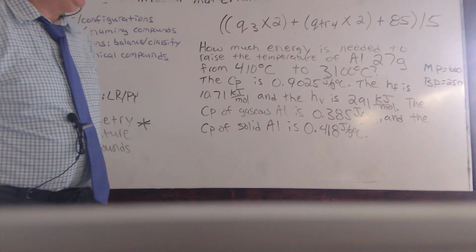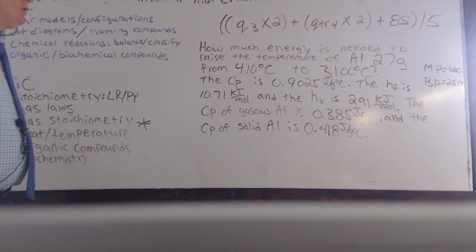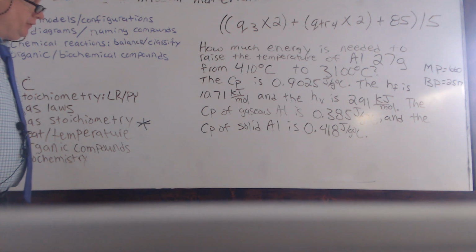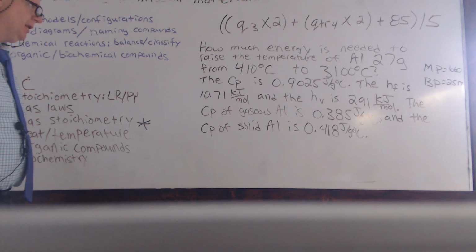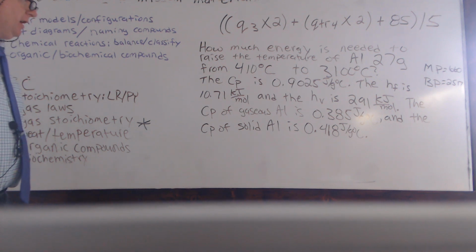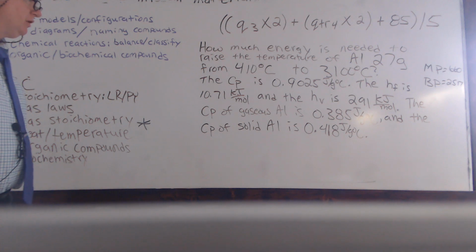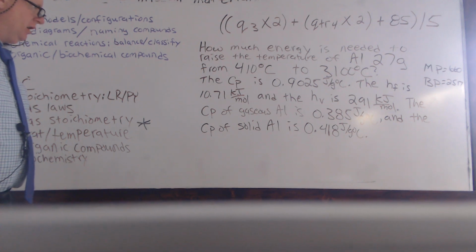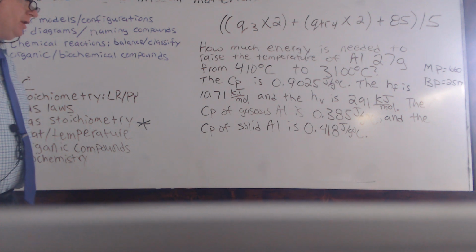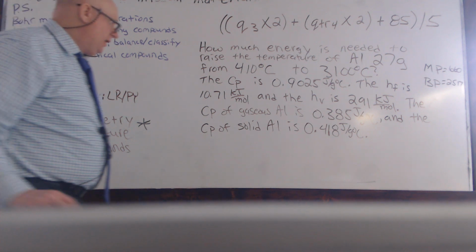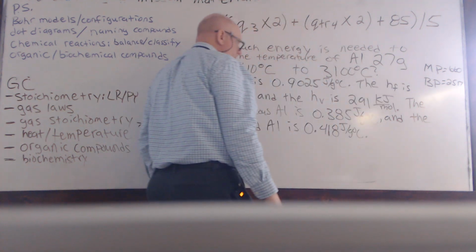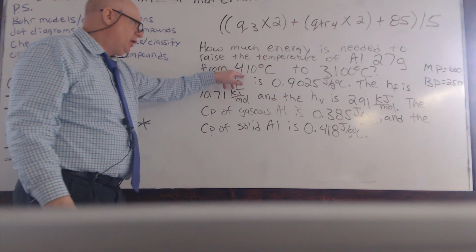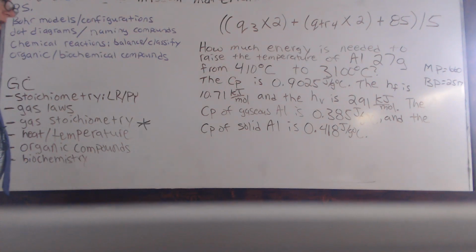Okay, a request was made to go over a heat and temperature problem. If you're tuning in at a later time, it asks how much heat energy is needed to raise the temperature of a 27 gram sample of aluminum from 410 degrees centigrade to 3100 degrees centigrade. Why are these two numbers important? Right, because this has to start below the melting point and end past aluminum's boiling point, which it does.